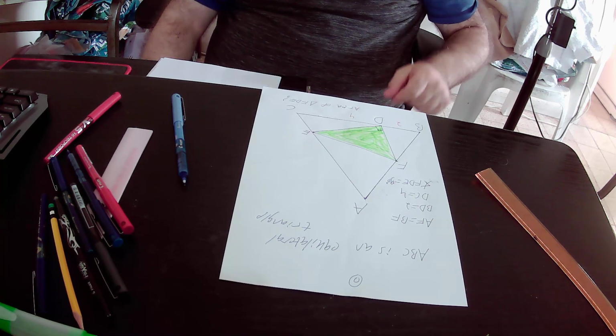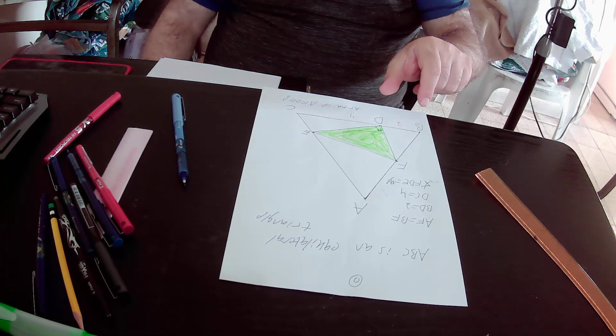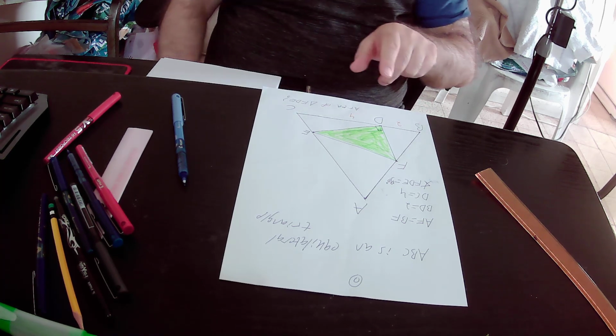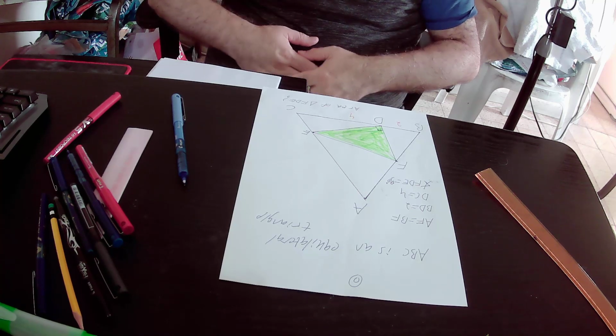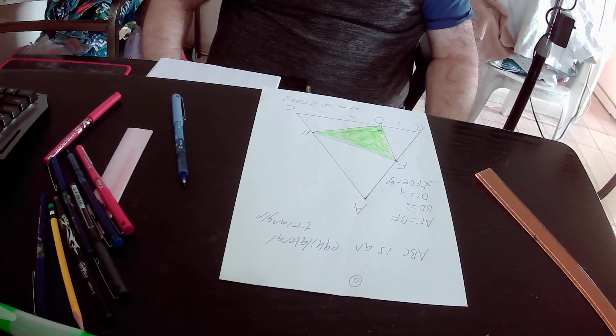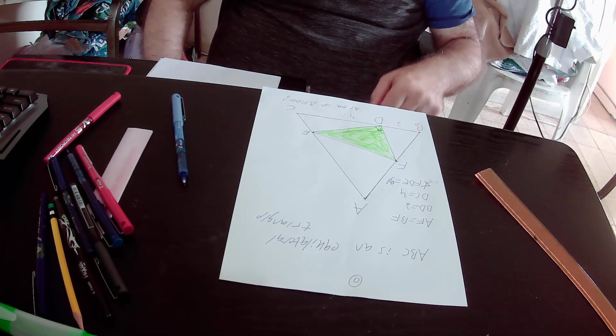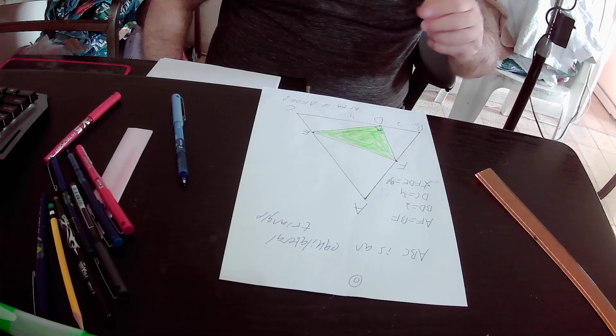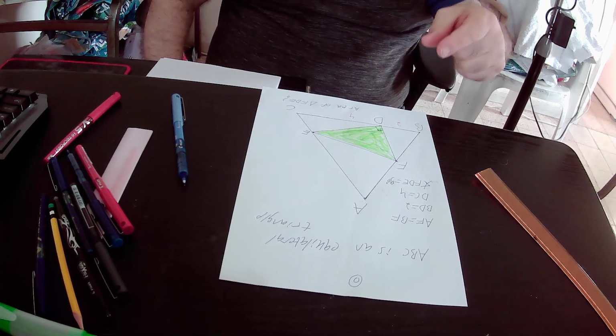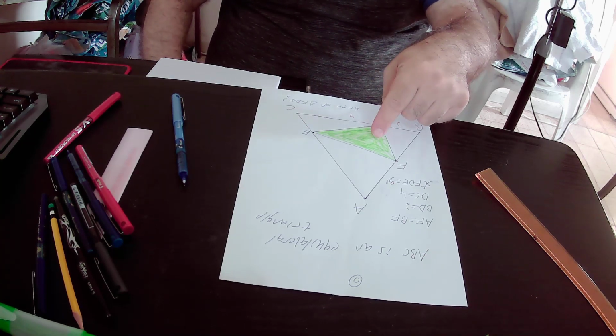BD equals 2 units, and the size of DC is 4 units, and actually the green triangle is a right triangle because angle FDE equals 90 degrees. Angle FDE is a right angle, and we want to find out the area of this green triangle.